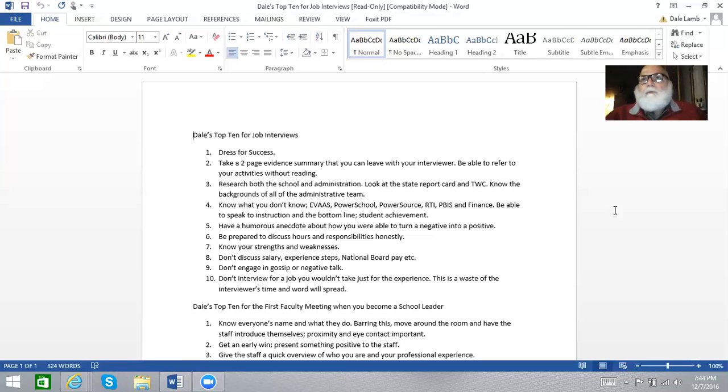Then you'll be able to refer to that when they ask you what you did during your internship. Research both the school and school administration. Look at the state report card and the teacher working conditions survey. Know the backgrounds of the administrative team so you can speak to them. Sometimes they'll ask you for your 5-year plan, but sometimes they'll ask, what would you do? What would be a 5-year plan for that school, or a 2-year plan?